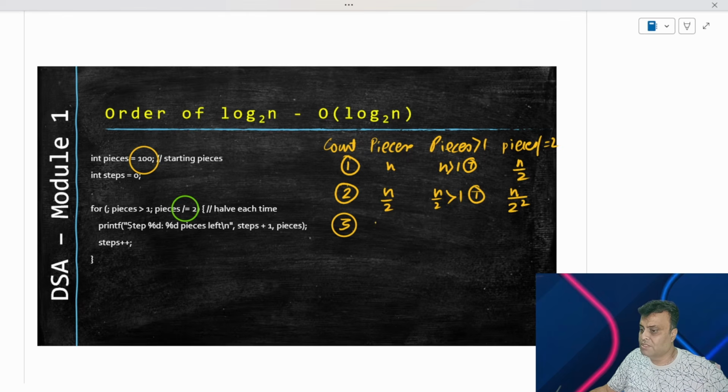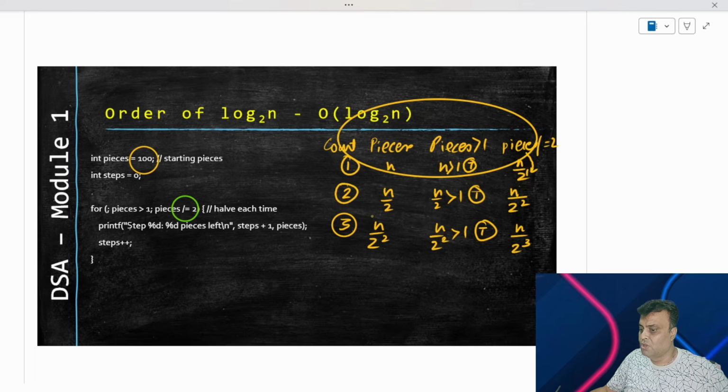In the third time it runs, we have started with n by 2 square, and n by 2 square is greater than 1, which is true. And therefore we have n by 2 cube as the next time it halves it. So do you see a correlation again with this 1 and this n, with this denominator, where you have 2 to the power 1, you have 2 to the power 2, and you have 2 to the power 3? I'm sure you can see that.